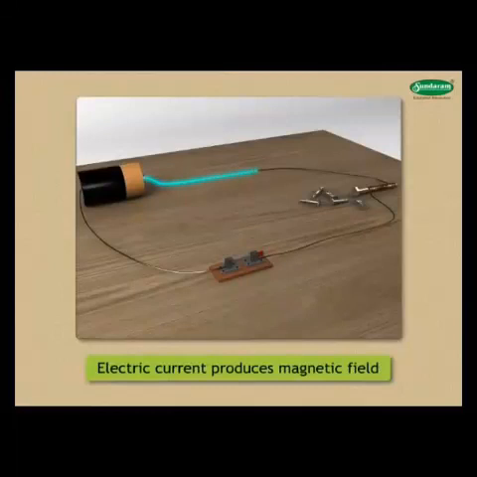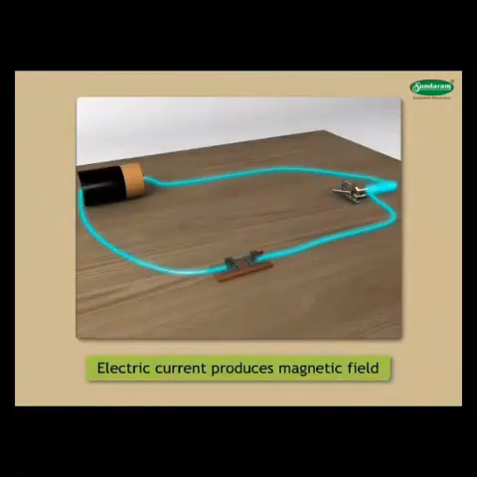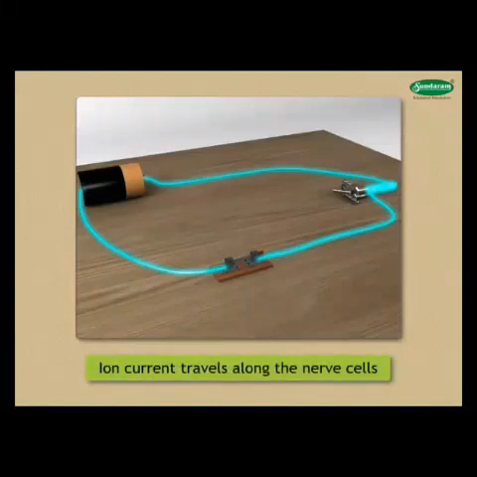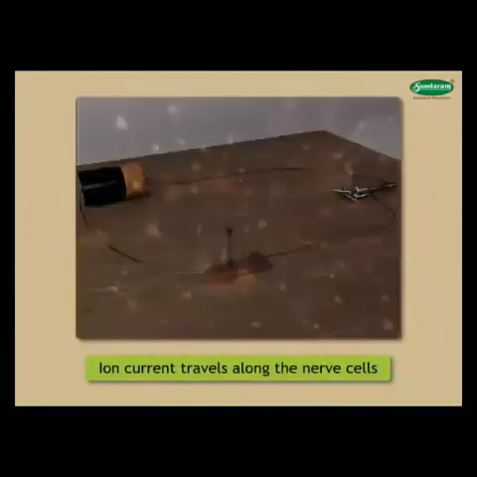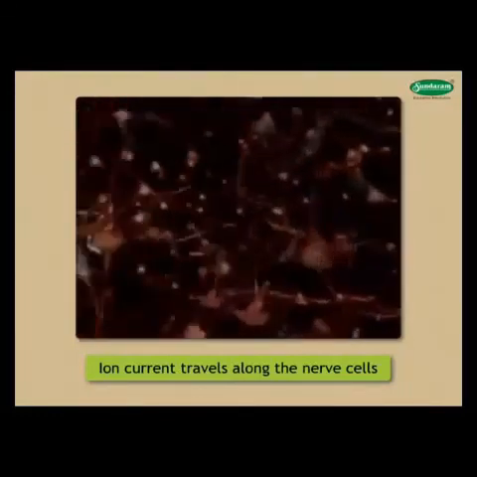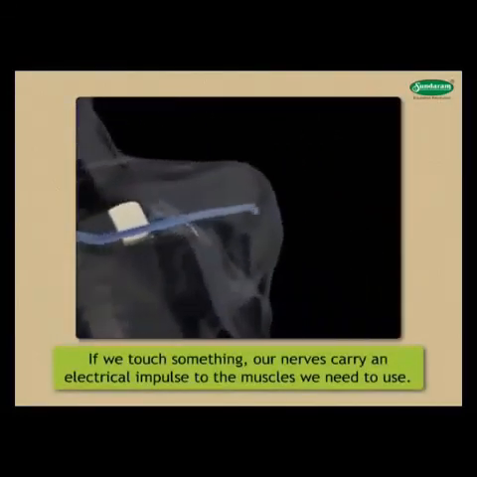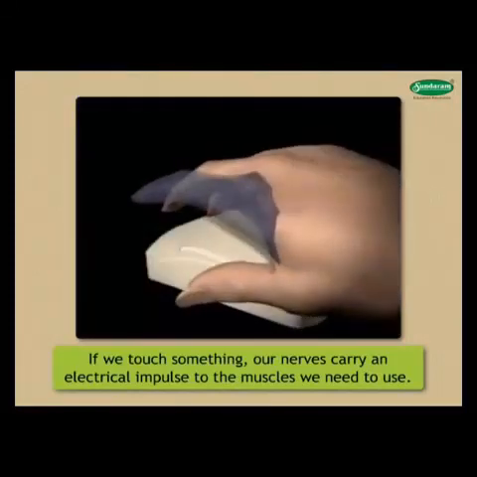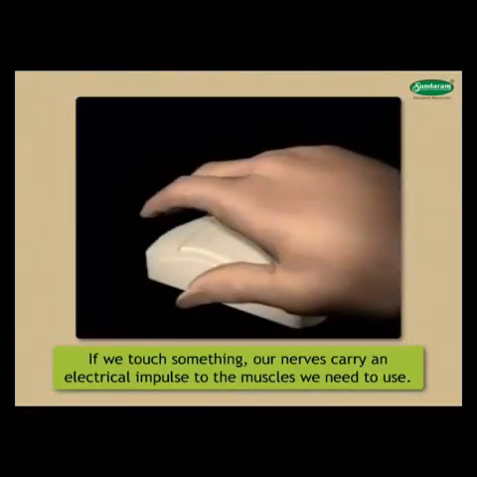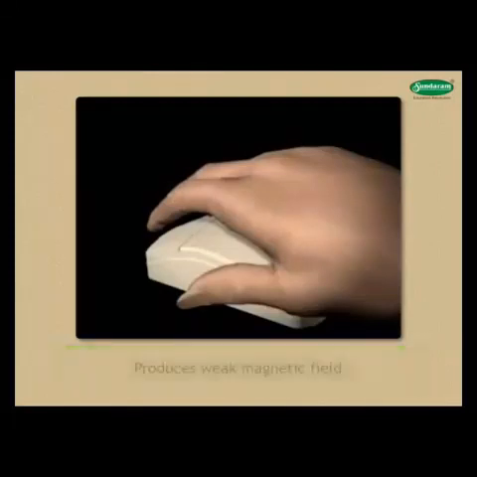Electric current produces a magnetic field even if the current is very weak. Ion current, which is very weak and which travels across the nerve cells in our body, produces magnetic fields. If we touch something, our nerves carry an electrical impulse to the muscles we need to use. This produces a weak magnetic field.